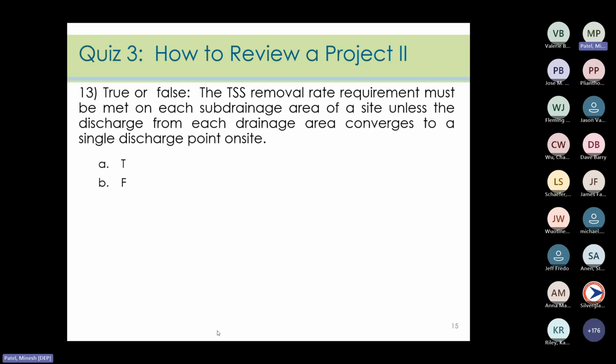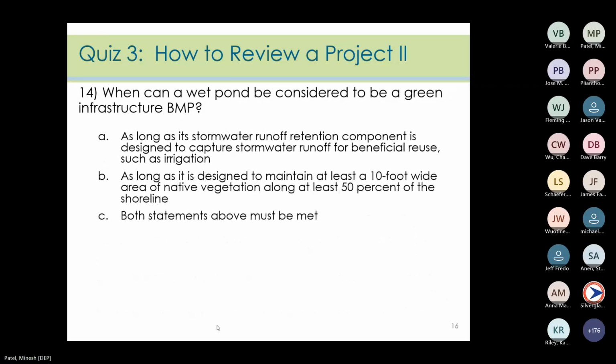Question 13, true or false? The TSS removal rate requirement must be met on each subdrainage area of a site unless the discharge from each drainage area converges to a single discharge point on site. And the answer here is A, true. Question 14, when can a wet pond be considered to be a green infrastructure BMP? And the answer here is actually C, both statements above must be met.